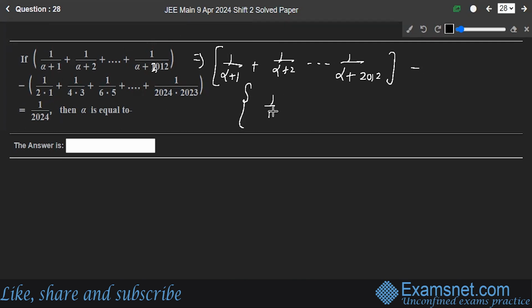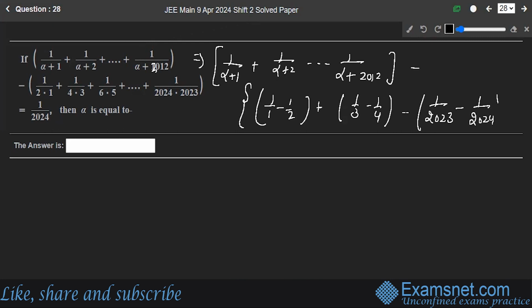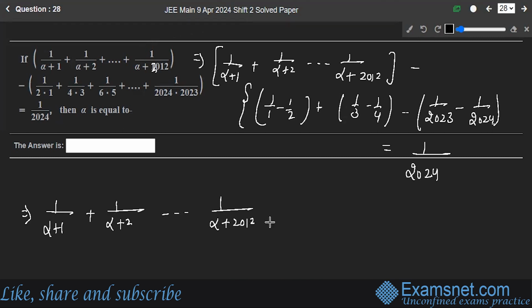This can be written as 1 upon 1 minus 1 upon 2, plus 1 upon 3 minus 1 upon 4, and so on, this will be 1 upon 2023 minus 1 upon 2024. Now, this is given in the question that this is equal to 1 upon 2024. Right. Let's rewrite.